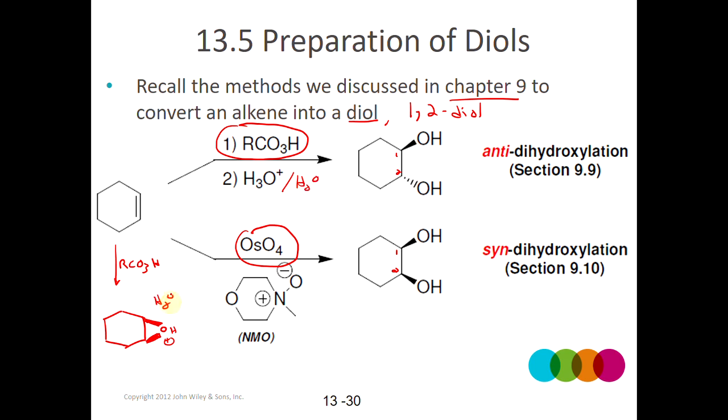The water would then attack that, open it up, and since one side is blocked, it would have to attack from the other side. And so that would initially give, nothing's happening here, so that OH group's still connected there with the solid wedge, just like it was initially. But when this comes in, it has to come in from the other side.